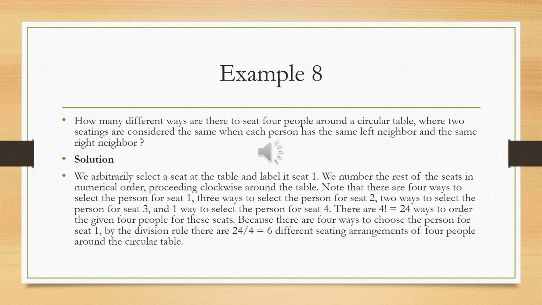There are 4! ways to order the given 4 people for these seats. Because there are 4 ways to choose the person for seat 1, by the division rule, there are 24 divided by 4, so there are 6 different seating arrangements of 4 people around the circular table.